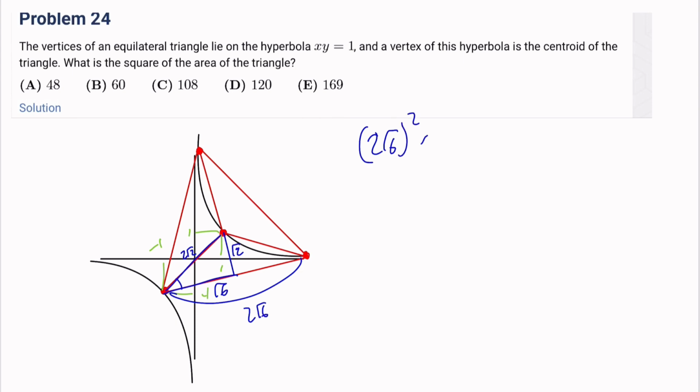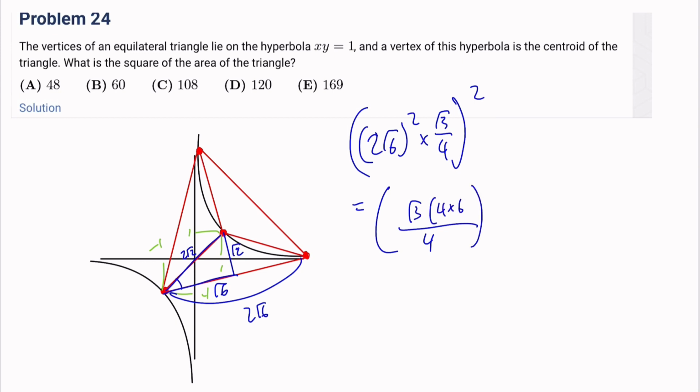And so the area of the triangle will be (2 root 6) squared times root 3 over 4, and then the square of the area, right? So this squared would be 4 over root 3 times 4 times 6 squared, which is (6 root 3) squared. This is 36 times 3. The answer is 108. The answer is C.